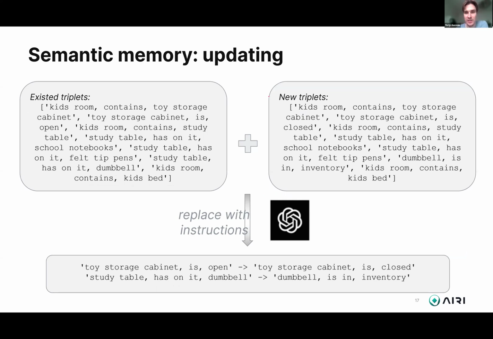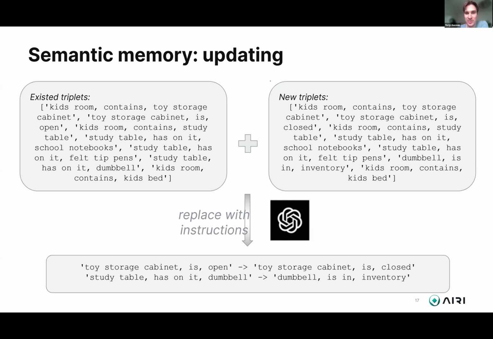Then we also update our memory. So, for example, if you enter a kitchen and see that there is a knife on the table, the language model extracts the triplet: the knife is on the table. Then if you take the knife from the table, you need to update your knowledge graph with the relevant information. So you need to replace the triplets. Here the example is: toy storage cabinet is open, toy storage cabinet is closed, and so on.